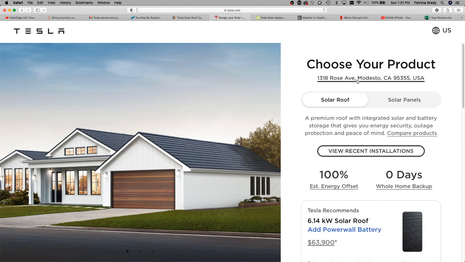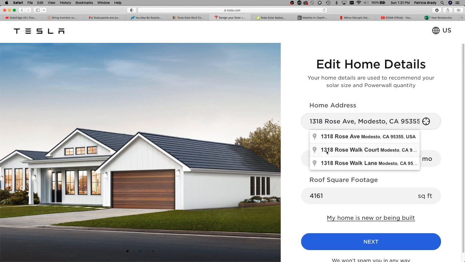So let's go to another address. It's actually on the same street. This is a little farmhouse.